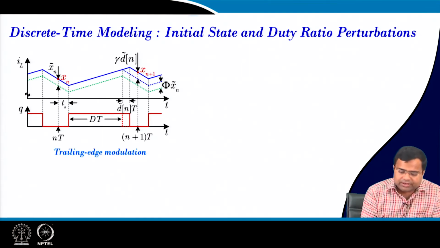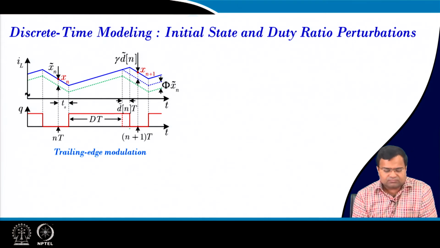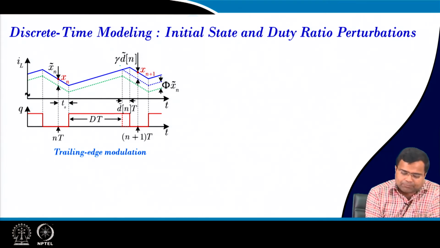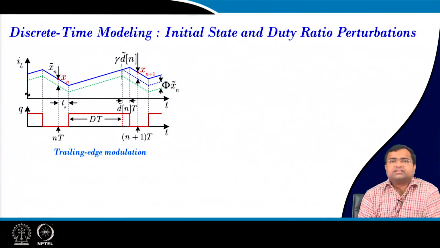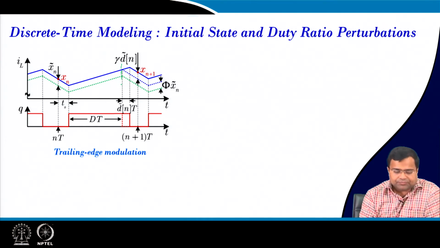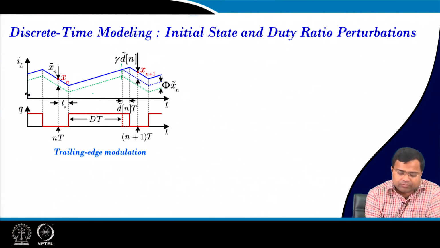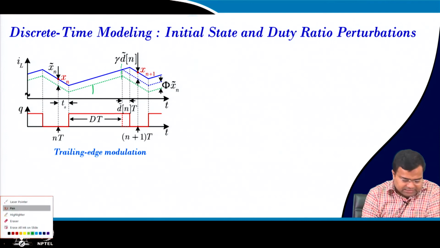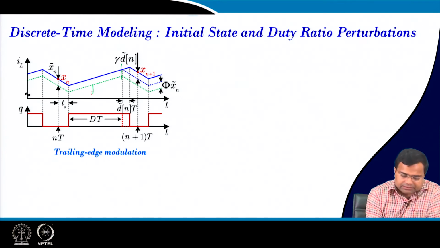First, you can see the blue one, the first one, this dotted line up to this point is my nominal trajectory. Okay, that means this is my nominal trajectory. So, in this case, this is my nominal trajectory, nominal inductor current.